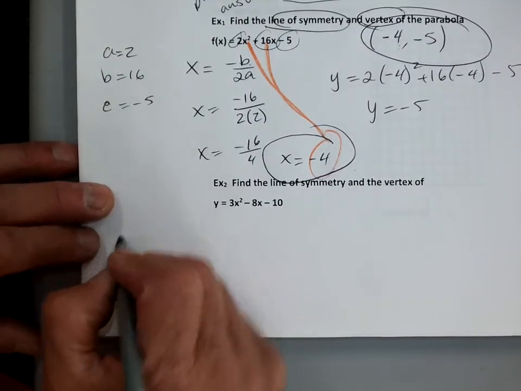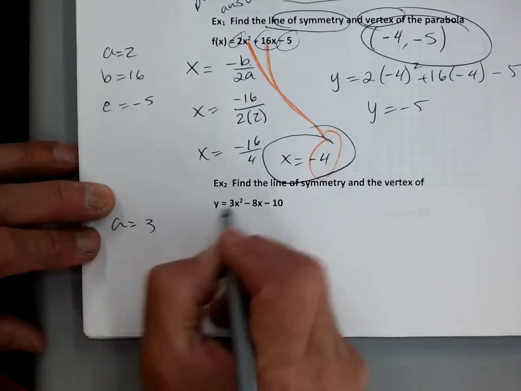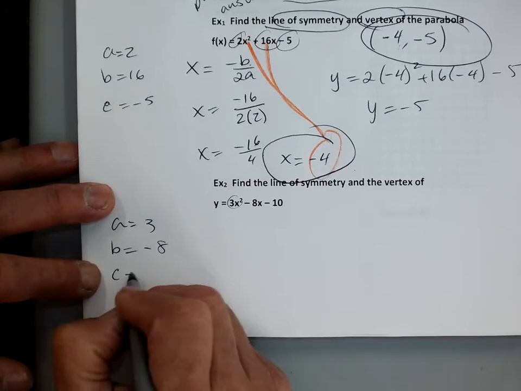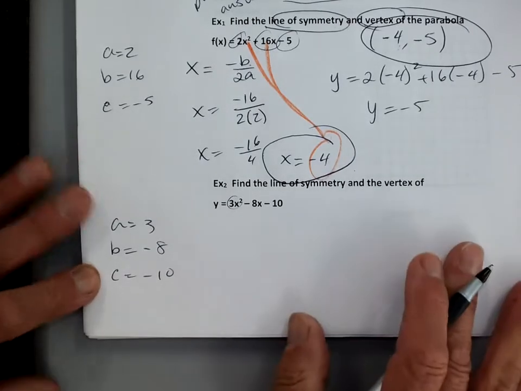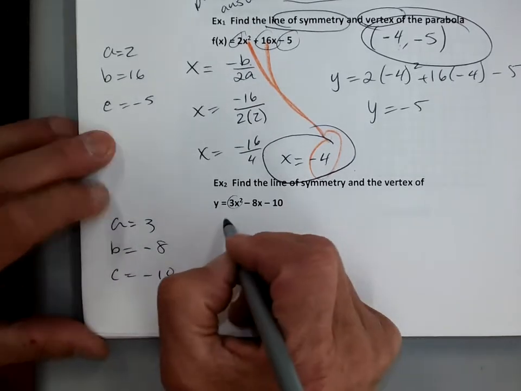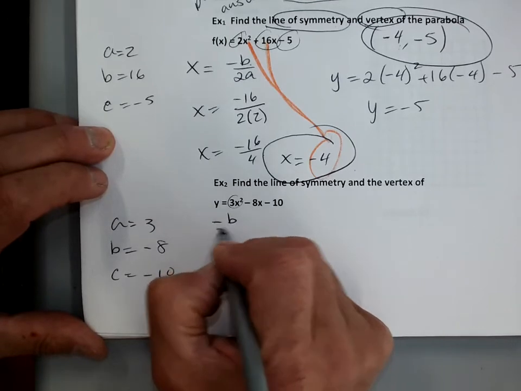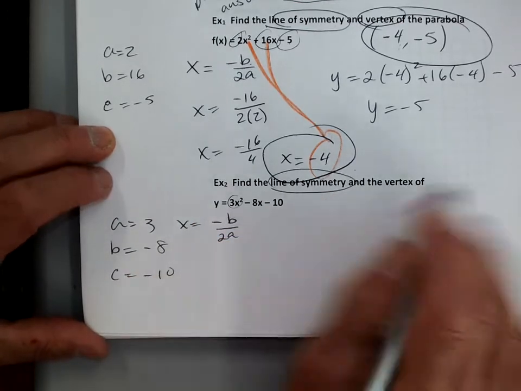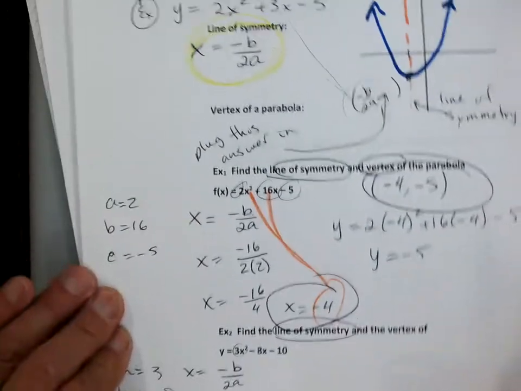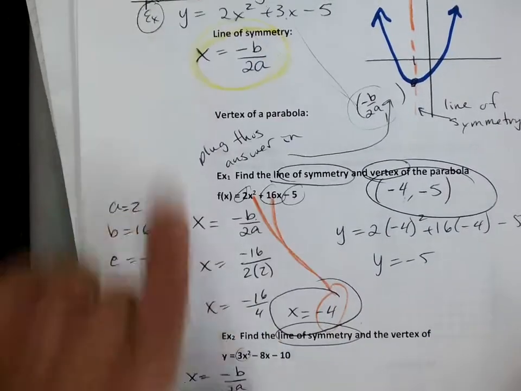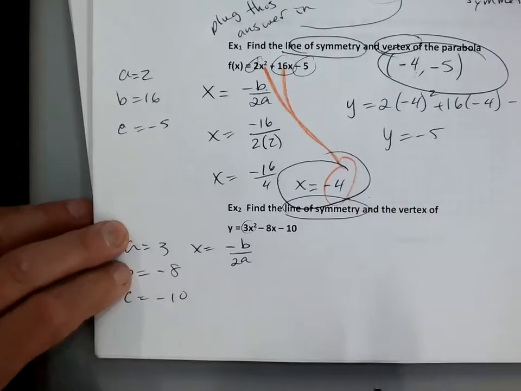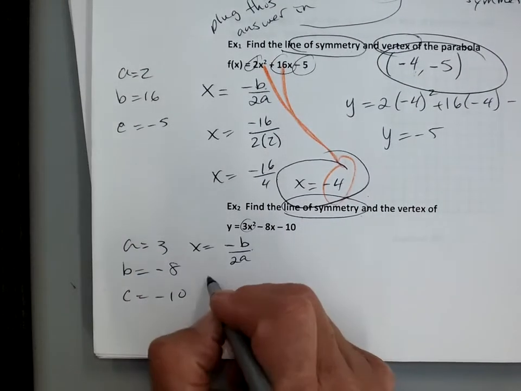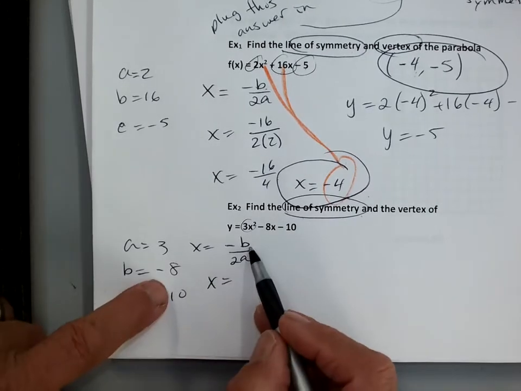Okay. So a is 3, b is -8, and c is -10. So my little formula is negative b over 2a. X equals that. Line of symmetry. Remember, we go up here. There it is. Line of symmetry. There's my little equation. Super easy little formula. So negative b over 2a gives me my line of symmetry. Let's plug that in.